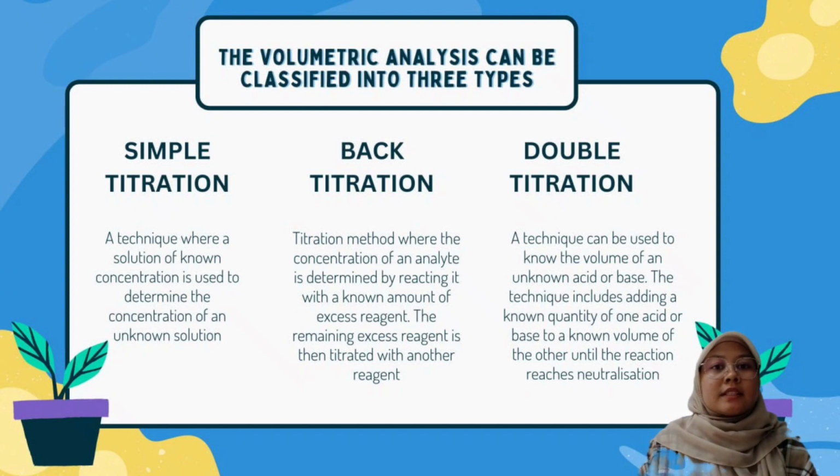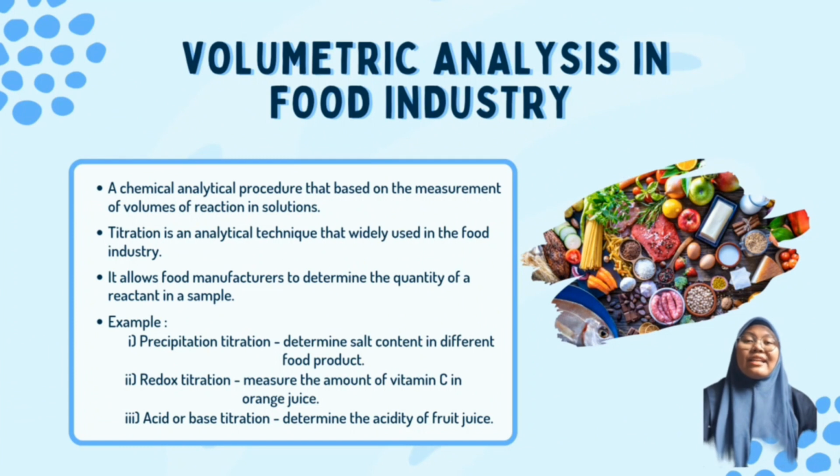while back titration is a technique where the concentration of an analyte is determined by reacting it with a known amount of excess reagent. The remaining excess reagent is then titrated with another reagent. Double titration is a technique that can be used to know the volume of an unknown acid or base. The technique includes adding a known quantity of one acid or base to a known volume of the other until the reaction reaches neutralization.